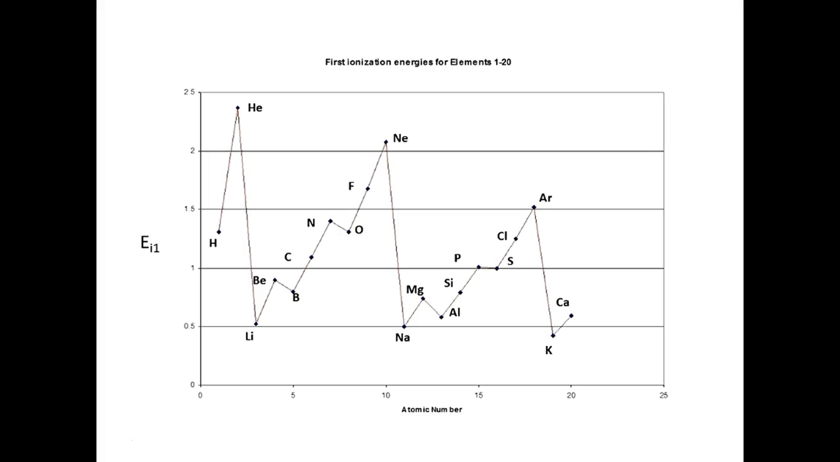So we're going to look at these trends. These are the first ionization energies plotted, the energy required to remove a single valence electron from each of these atoms in the gas phase. If we start by looking from hydrogen to helium, the amount of energy required definitely increases as we go across that first period. It's much more difficult to remove that electron from helium than it is to remove it from hydrogen.